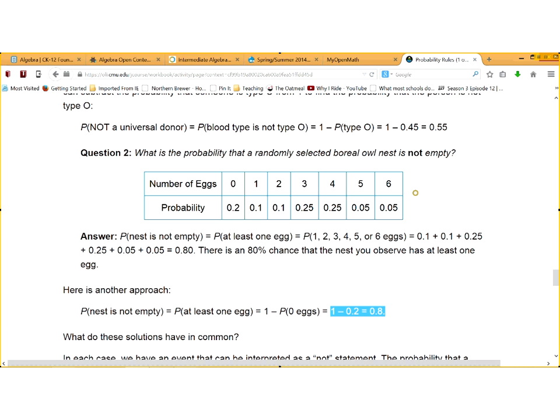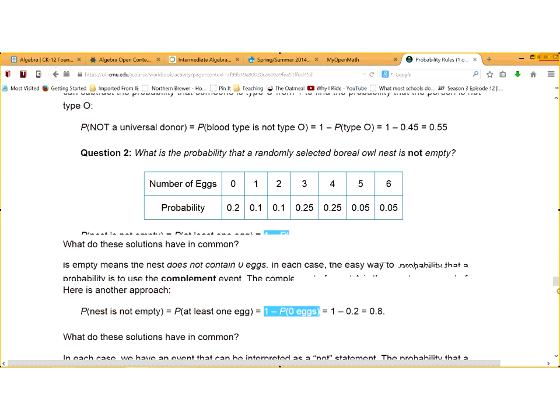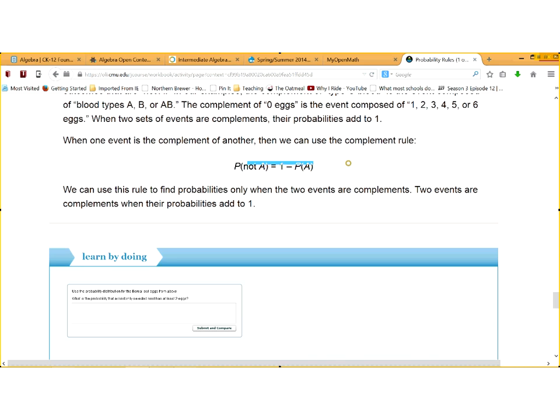So anytime you see, and this is the most common place where we see the complement rule, the probability of at least one of something is always 1 minus the probability of none. So here we have the probability of at least 1 egg. That's equal to 1 minus the probability of no eggs, or 0 eggs. All right, so it's called the complement rule. And there it is right there again. Probability that A does not occur is 1 minus the probability that it does.